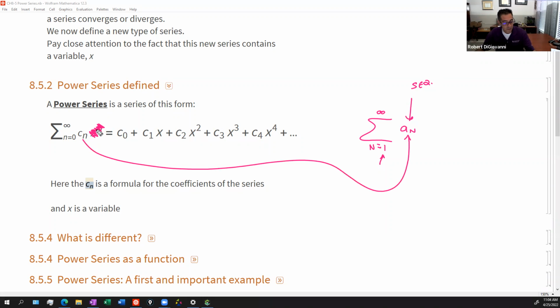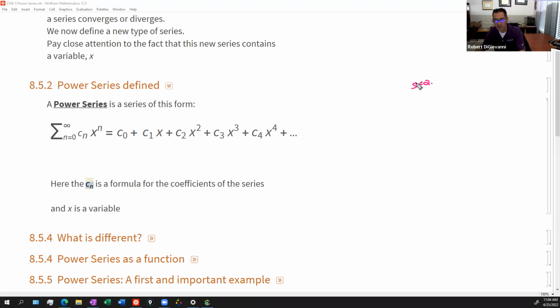And then we have the very important x to the n. Those are just powers of x. You start out with x to the 0, which is just 1, then x to the first power, then x squared, then x cubed, and thus the name power series. It is a series that is made up of powers of x. Every term in the series is a power of x, and thus the name power series.